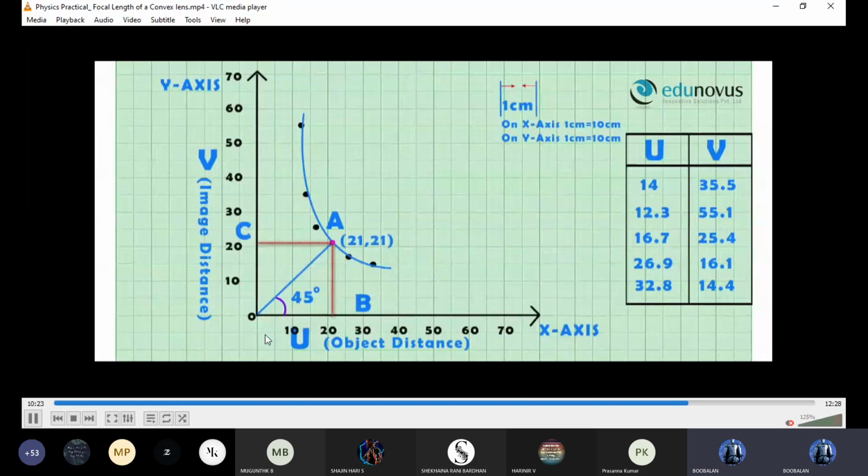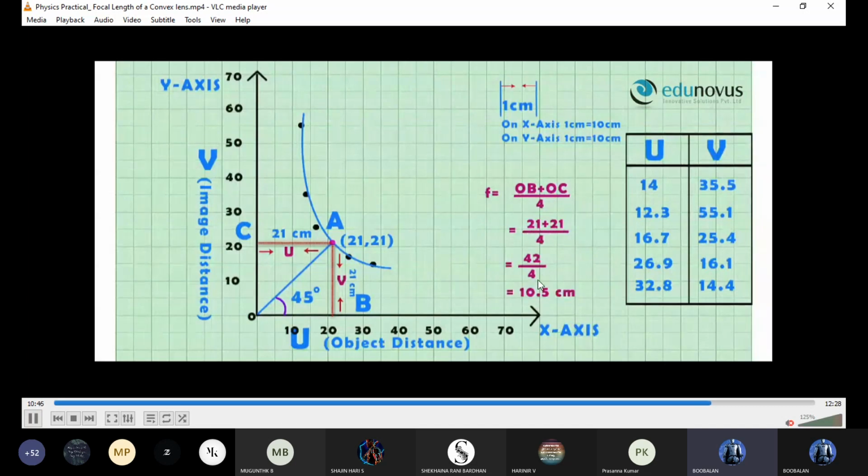At 45 degrees, 21, 21. So 21 plus 21 divided by 4. OB plus OC divided by 4. 21 plus 21 divided by 4. The F value is 42 divided by 4, which is 10.5.